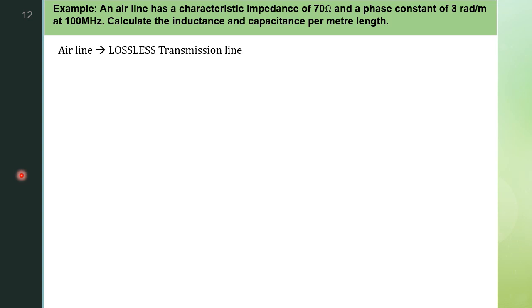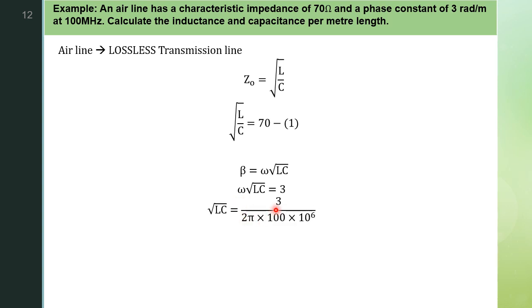So in the case of lossless transmission line, the expression for characteristic impedance is Z0 equal to root of L by C, and the phase constant beta is given by omega root LC. So this root L by C is equal to 70 and omega root LC is equal to 3. When you consider omega, it is 2 pi f, where f is 100 megahertz. So when you substitute that value, it is 3 by 2 pi into 100 into 10 raised to 6. So we'll get the value of root LC as 4.77 into 10 raised to minus 7.